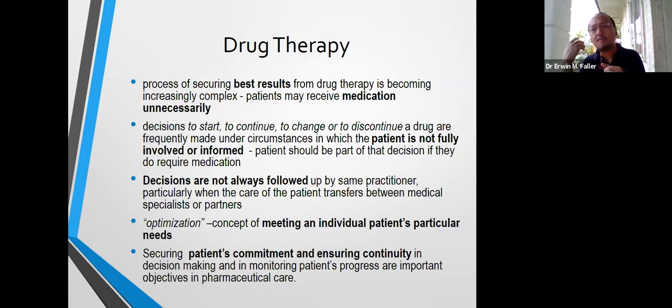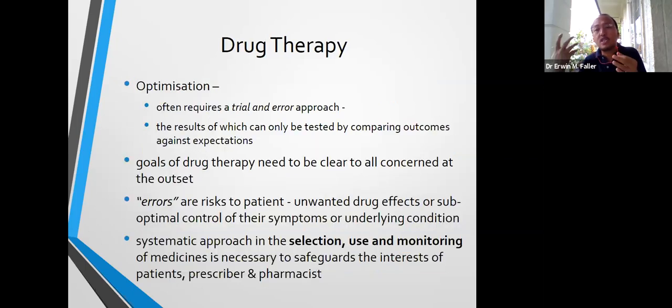And we will be able to empower them and commit and ensure the continuity of the decisions they make, especially with our patients and healthcare providers, so that we are able to monitor the patient's progress toward the drug goal, the goal of our treatment decision.